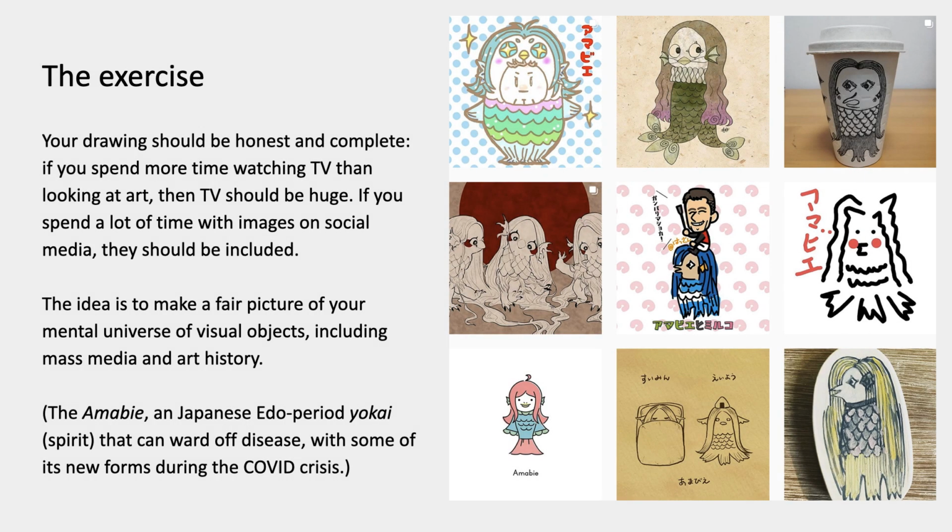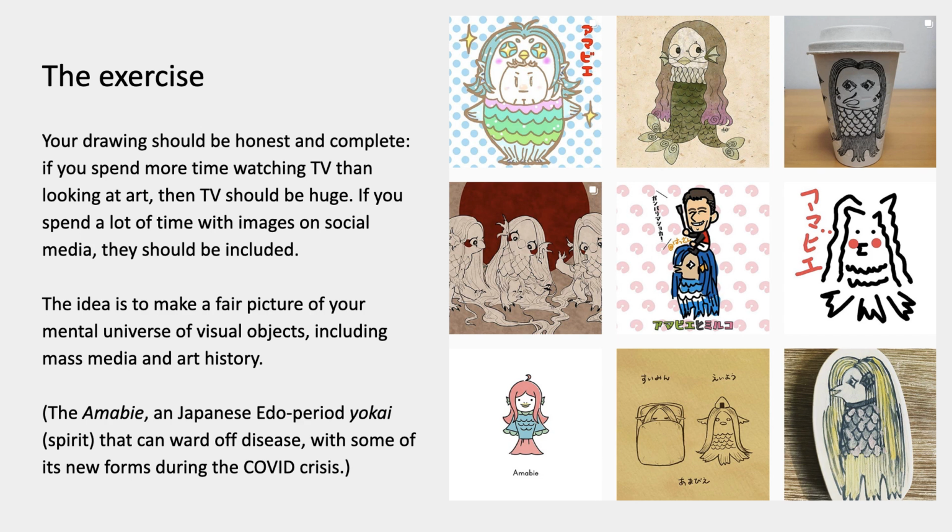So the idea of this drawing, how to make it, it should be honest and it should be complete. So if you spend more time watching TV than looking at art, and actually I think I do most of my life, I probably have to admit that, then TV should be huge in your drawing. If you spend a lot of time with images on social media, they should also be included. The idea is to make a fair, representative picture of your own mental universe of visual objects, including mass media and art history, whatever it is that you happen to know, that you happen to be interested in.